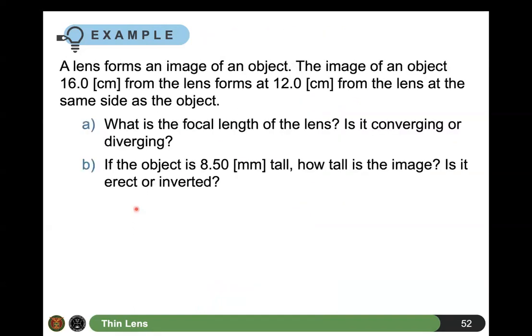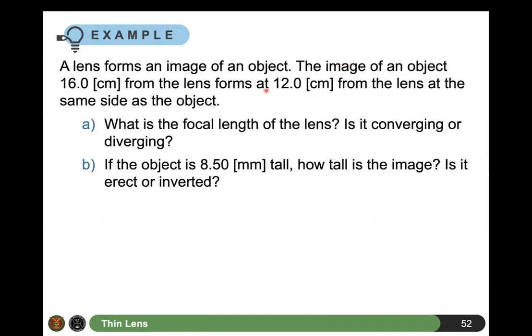For example, a lens forms an image of an object. The image of the object is situated 20 centimeters from the lens, and the object is situated 16 centimeters from the lens. The object and image are on the same side. So what is the focal length and what is the height of the image? The image of an object 16 centimeters from the lens forms at 12 centimeters from the lens.